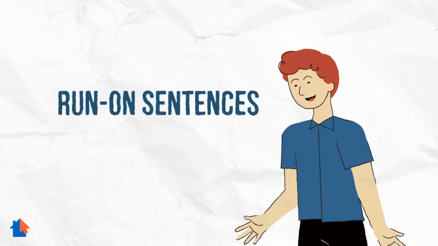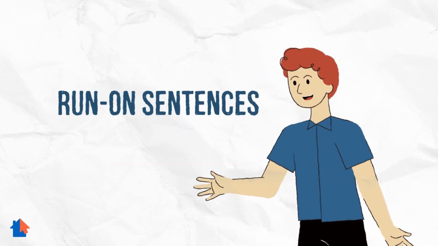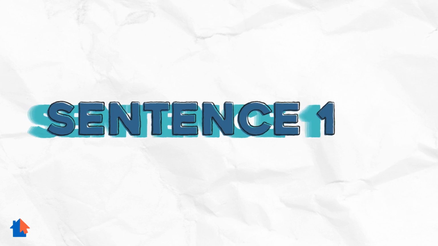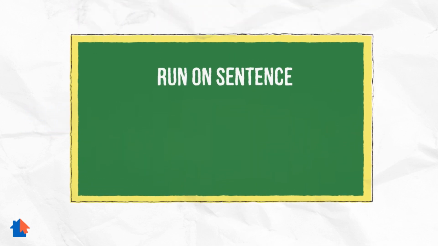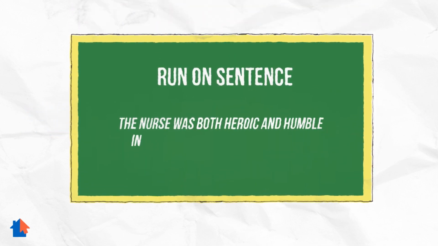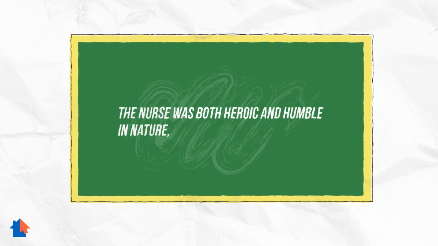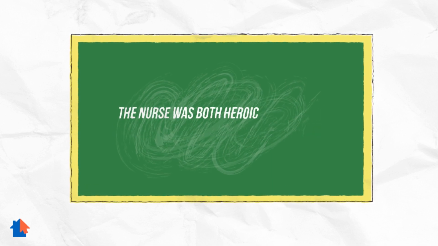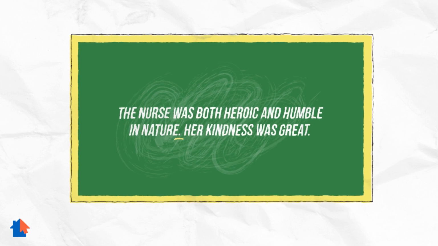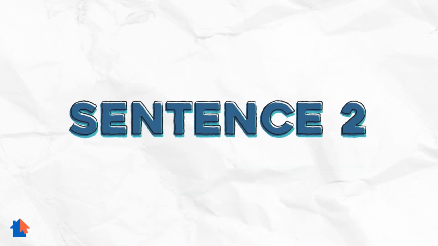Here are some examples of run-on phrases and their corresponding corrected versions. Example 1. The nurse was both heroic and humble in nature. Her kindness was great. The corrected version: The nurse was both heroic and humble in nature, comma, and her kindness was great. Or, the nurse was both heroic and humble in nature, period. Her kindness was great.